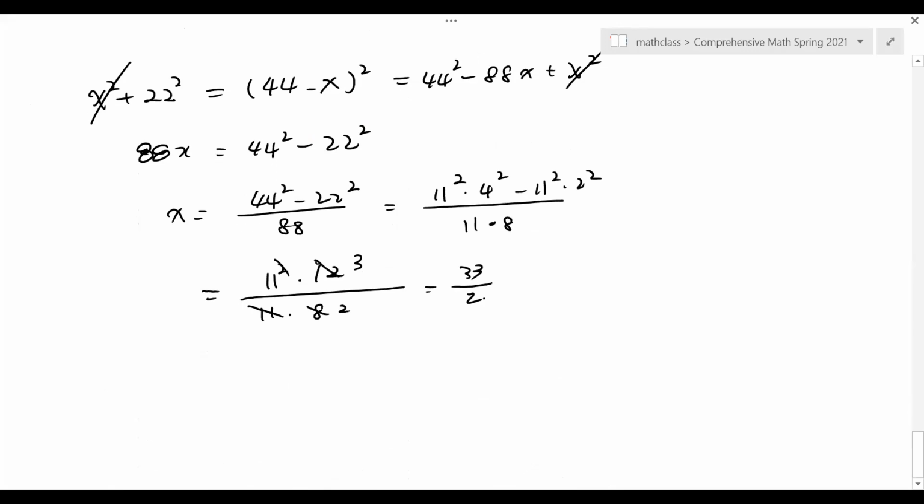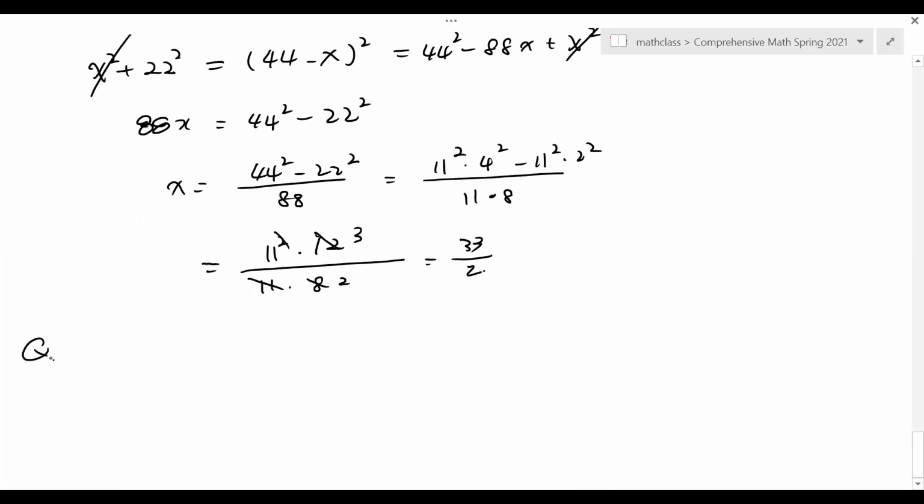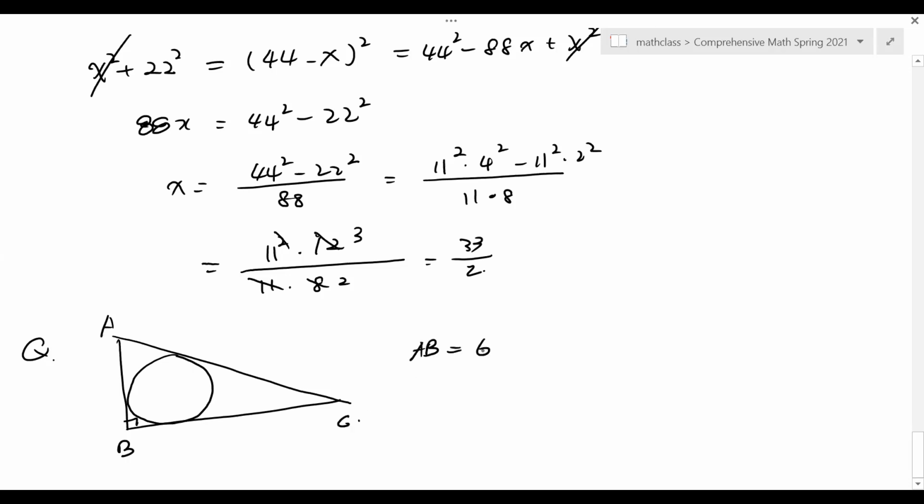Right. So our next problem is as follows: in a right triangle, it's already given it's a right triangle. Okay. This is also a very typical problem. A circle is inscribed in the right triangle. Okay. So this is A, B, and C. AB is going to be 6. And what we know is the radius of the circle is 2.